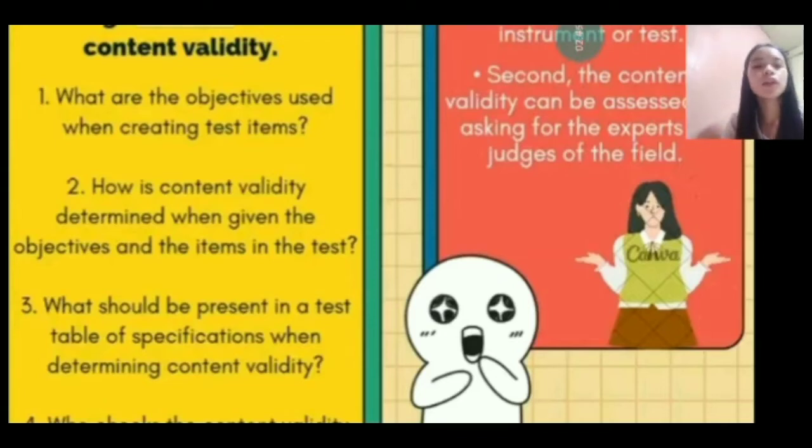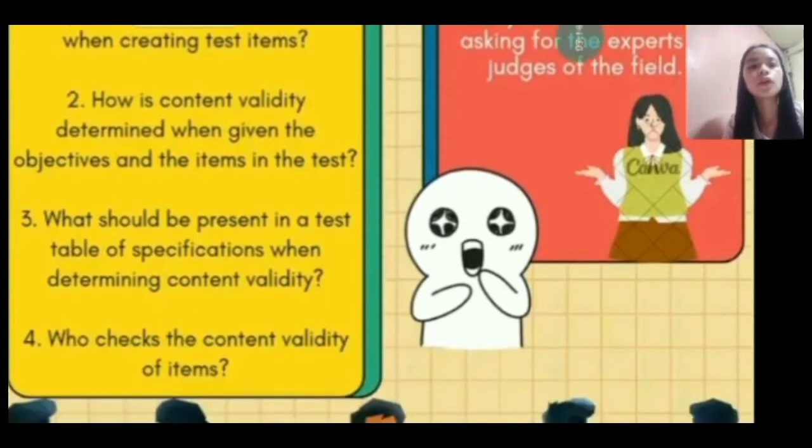So the table of specification or TOS contains the objectives of the lessons and the corresponding items, which are also aligned to each other as what I've said earlier. So it should be aligned, which means the test should be based on whatever our objectives are in our lessons. So fourth, who checks the content validity of items?